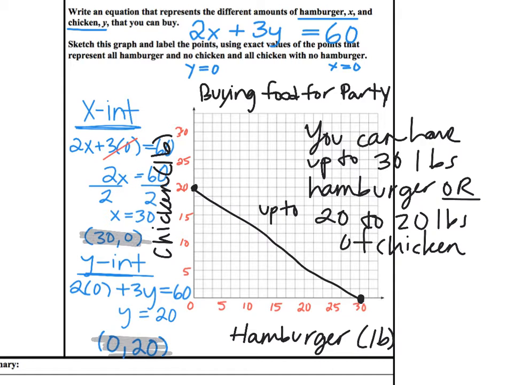This point right here at 30 represents all hamburger and no chicken. This point at 20, last thing, this point at 20 represents all chicken and no hamburger because it's at 0 on those other values. Okay.